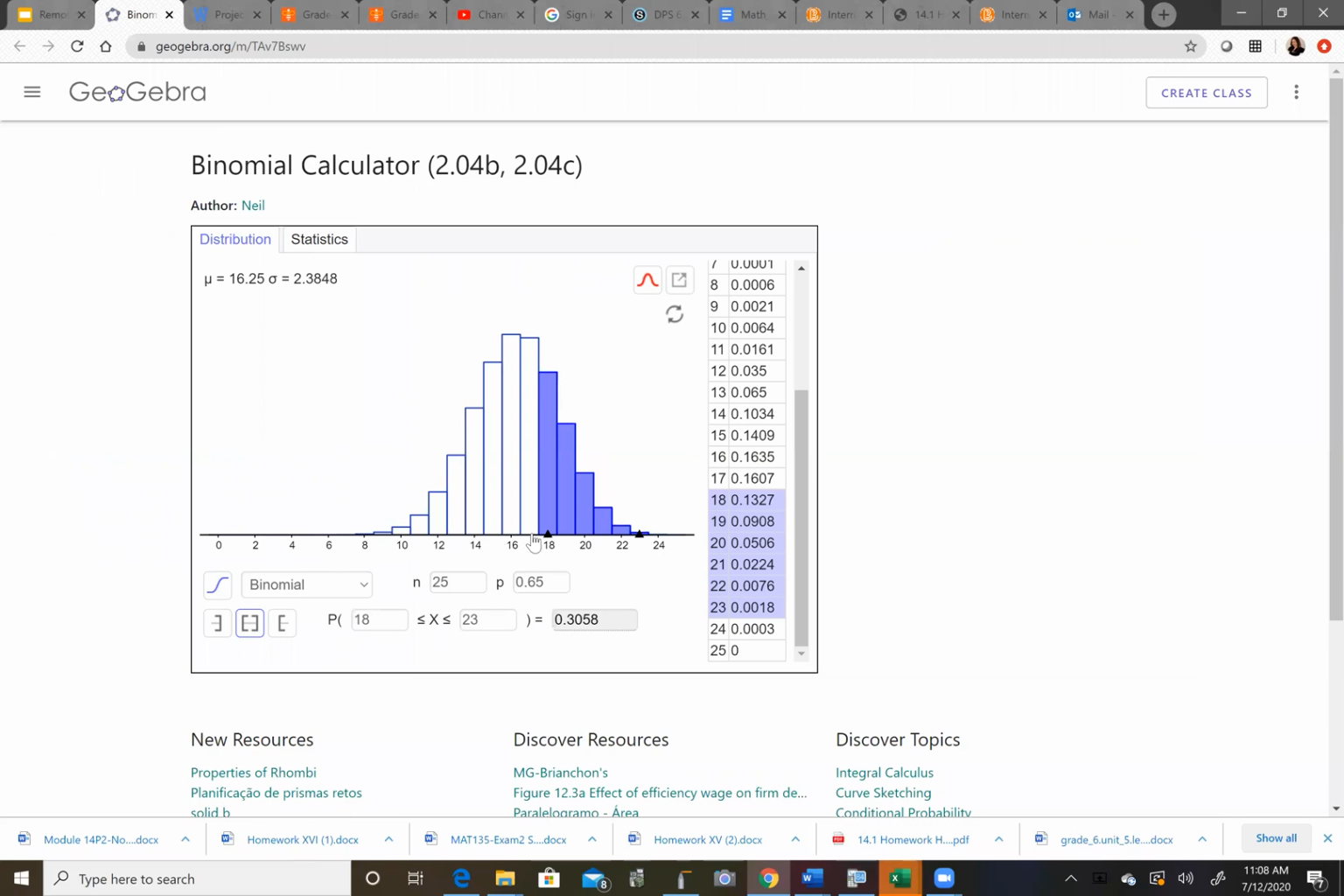So if we did 18 to 23, yep, 0.3058. Okay, so that is how you use the binomial PDF and CDF in your calculator for binomial distributions. You can also put those numbers in your one-var stats and frequency, just like we did in the video before this, in order to find your mean and standard deviation. Please let me know if you have any questions.